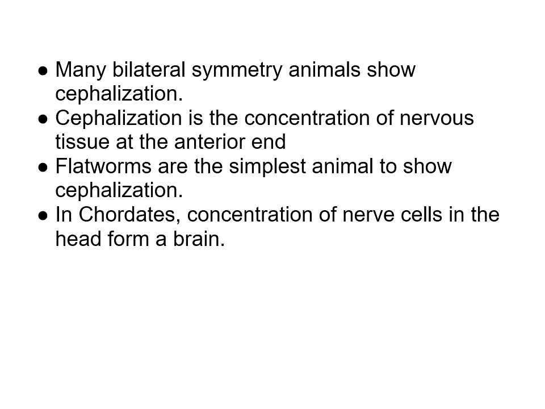A lot of bilaterally symmetrical animals show cephalization. Cephalization means they have a defined concentrated area. Cephalization is the concentration of nervous tissue at the anterior end, because sometimes they don't have ears, but they have nerve systems and so on placed at the anterior. Flatworms are the simplest animals to show cephalization. In chordates, this concentration of nerves forms the brain.